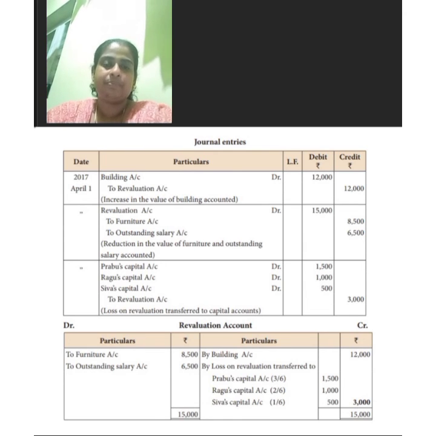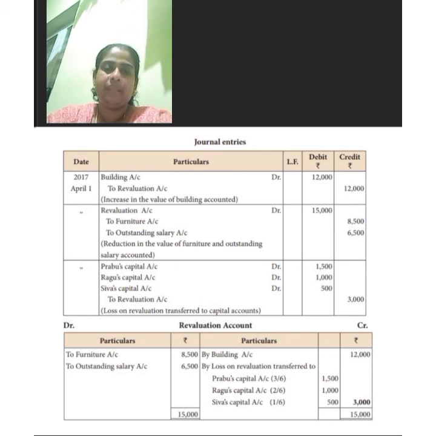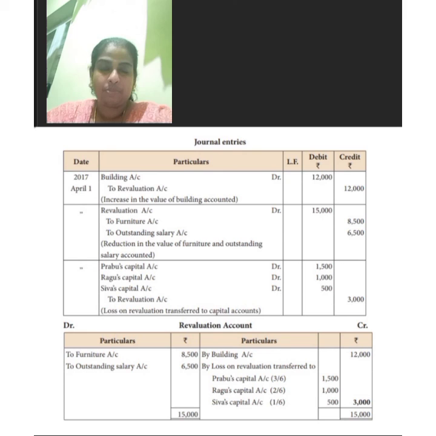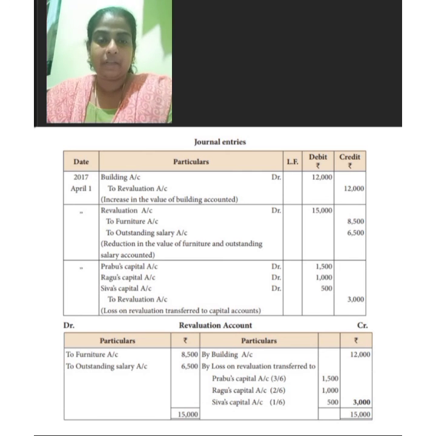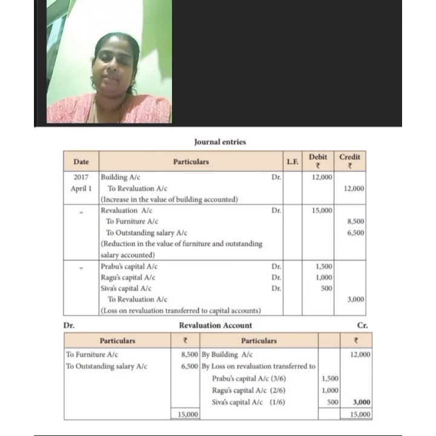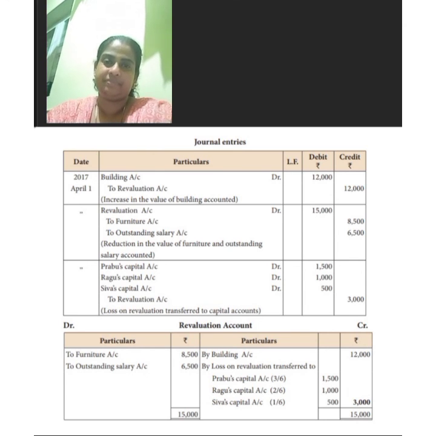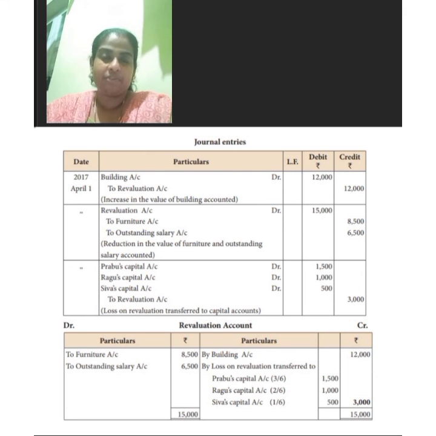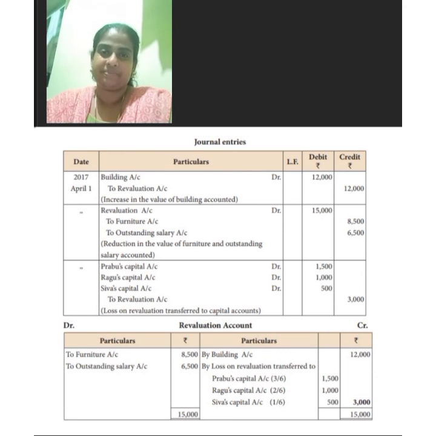Then you will get an amount of 1,500 to Prabhu and 1,000 to Raghu and 500 to Shiva. In journal, we have to pass this journal entry. The entry will be Prabhu's capital account debtor 1,500, Raghu's capital account debtor 1,000, Shiva's capital account debtor 500 to revaluation account 3,000. This is the procedure for preparing revaluation account. Thank you.